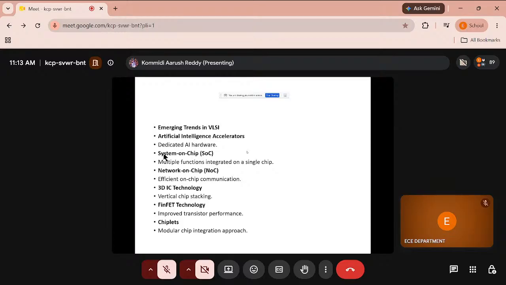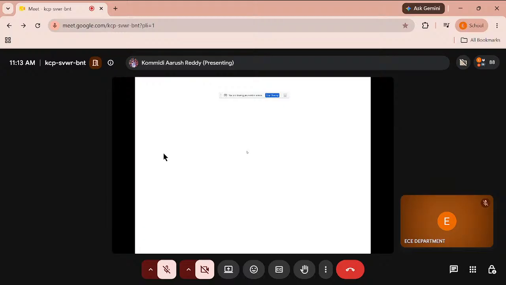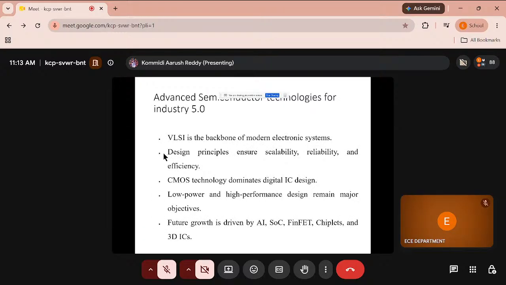Next slide. So advanced semiconductor technologies in Industry 5.0 are the backbone for modern electronic systems. And what design principles are required? They ensure scalability, reliability, and efficiency.